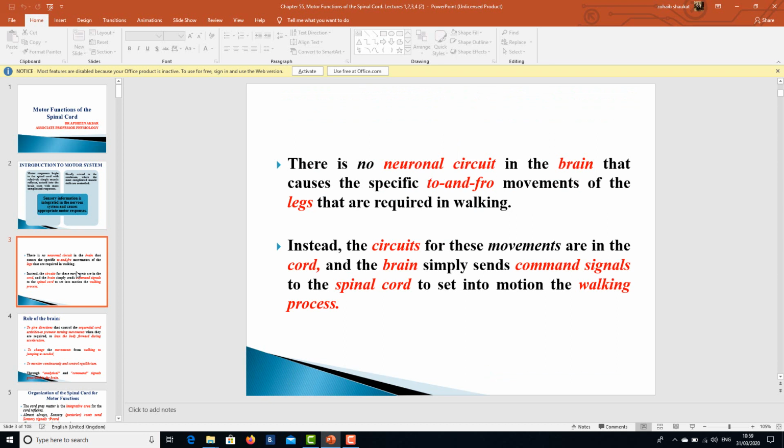There is no neuronal circuit in the brain that causes the specific to and fro movements of the legs that are required in walking. Instead, the circuits for these movements are in the cord, and the brain simply sends command signals to the spinal cord to set into motion the walking process. So we have to learn this, that signals like to and fro movements, like walking, lie simply in the spinal cord.